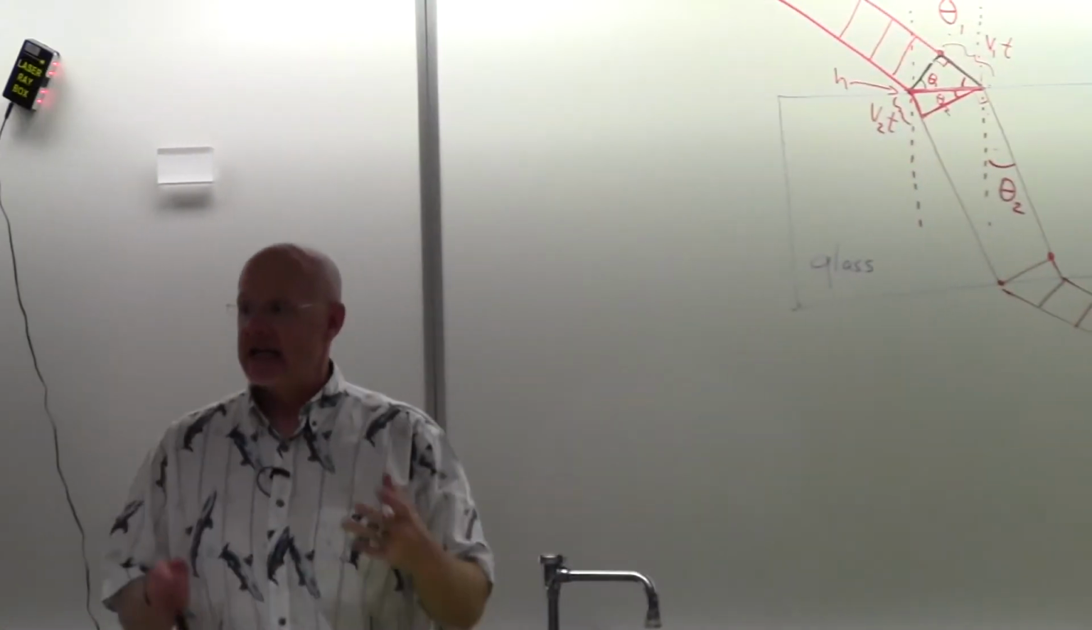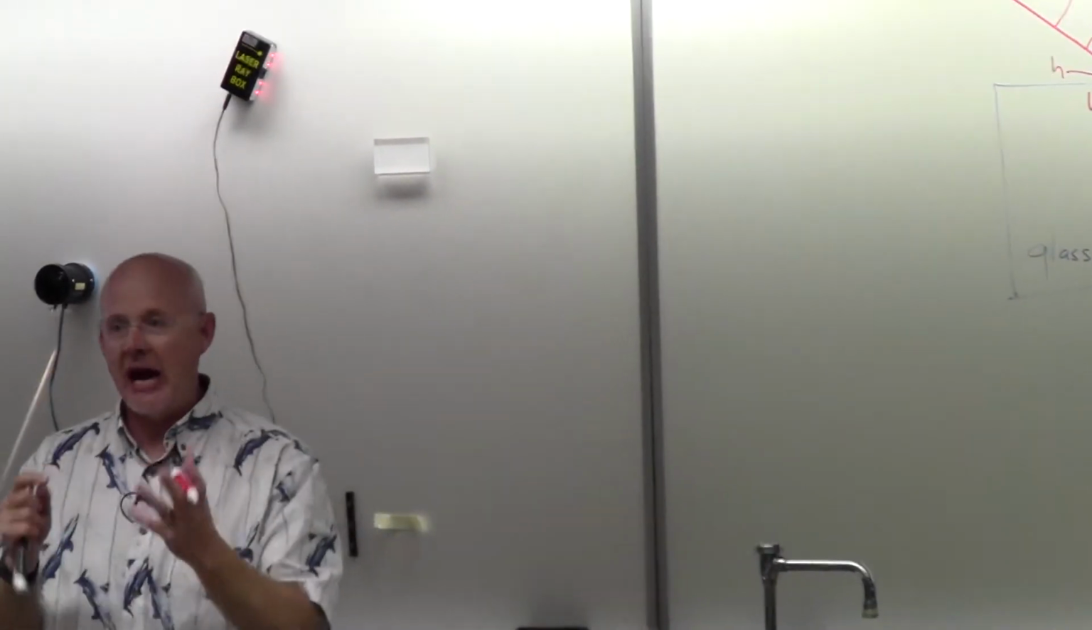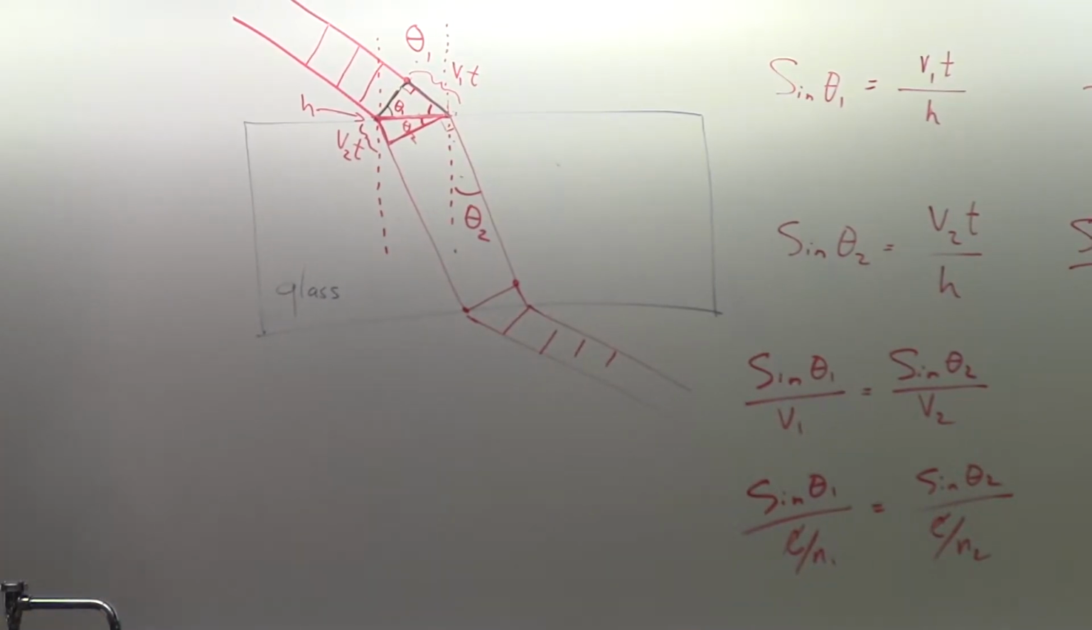So again, notice to get theta 2, you have to know index 1 and 2, because that's important. What is the change in speed? And you need to know theta 1. Because again, how much bending occurs depends on the speed differential and the angle that it hits. And that's what this little diagram, I think, illustrated really well. And so there's our very important equation, Snell's law.